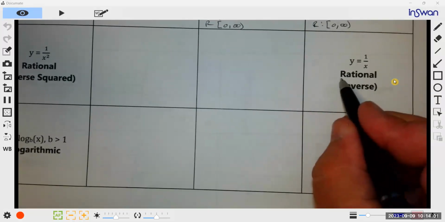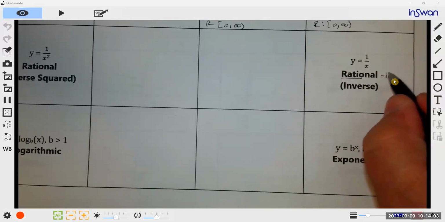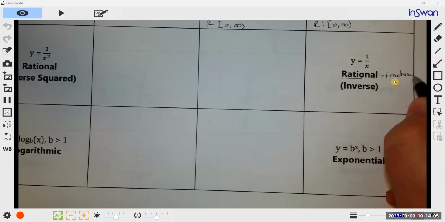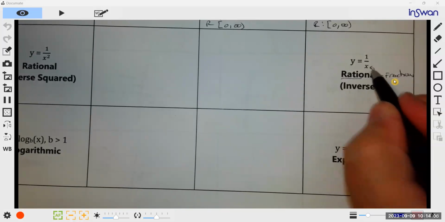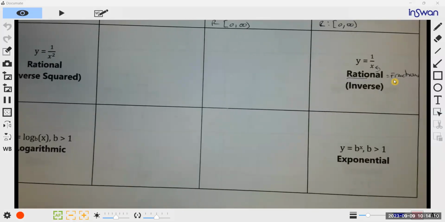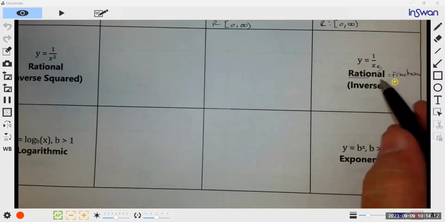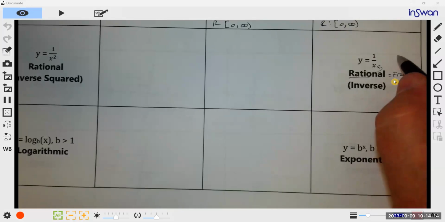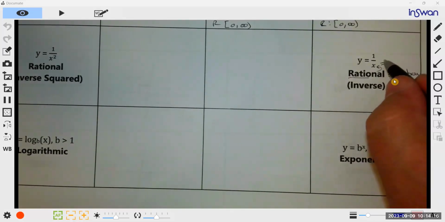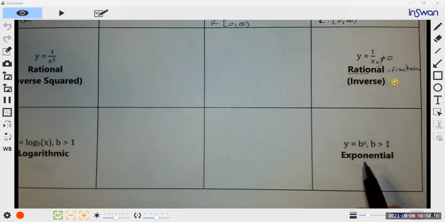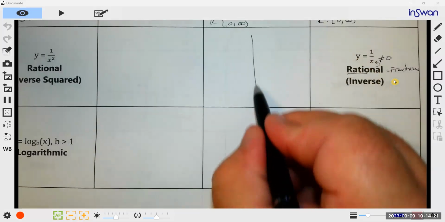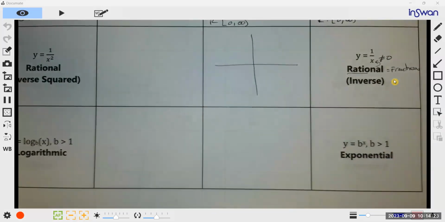Now we talk about rationals. Whenever we talk about rationals, these are fractions. Fractions with x on the bottom. The only rule we have here is x cannot equal 0, because you cannot divide by 0.